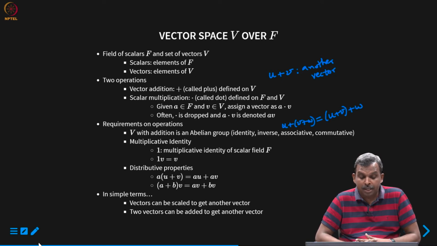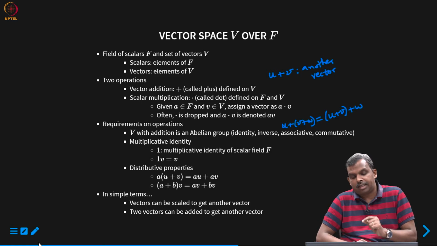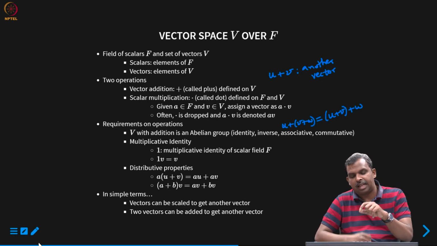Now, further important properties are these distributive properties. What is this distributive property? If you have a scalar a and you multiply it with the sum of the two vectors u plus v, you should get the same vector as multiplying a with u first, then multiplying a with v, and then adding the two.